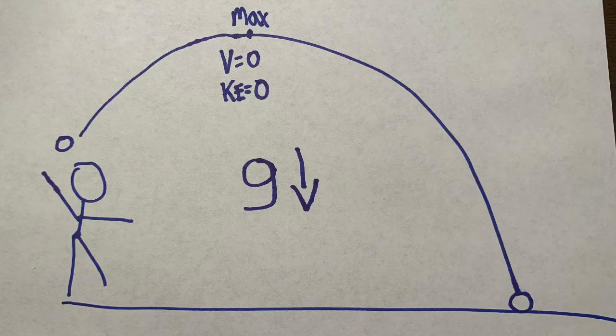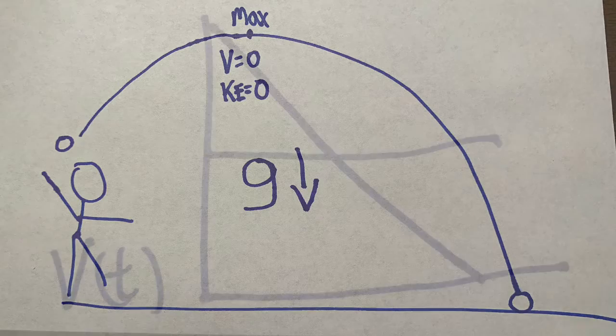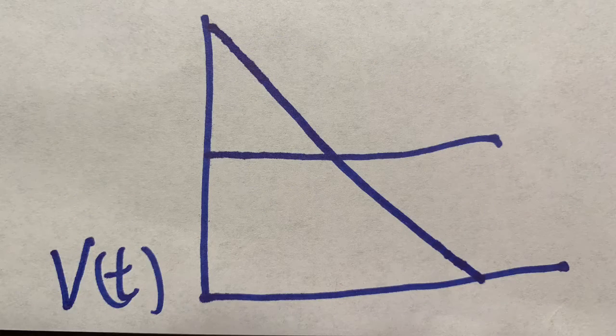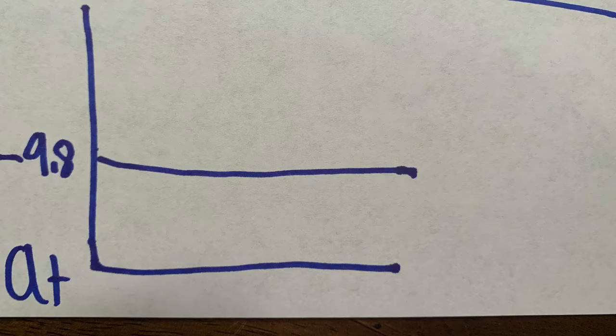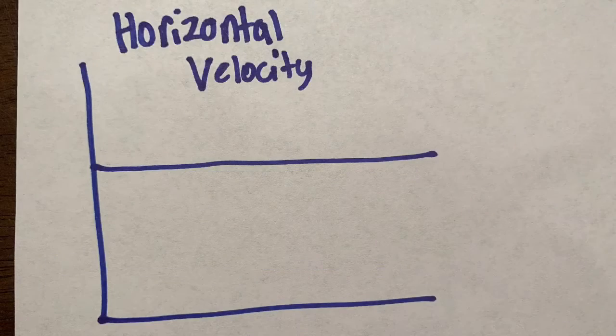Although the ball's velocity is always changing, its acceleration caused by gravity is constant. This graph shows the ball's change in velocity. Its highest velocity is when it's first thrown, and it decelerates until it turns around and then begins to accelerate back towards the ground. This next graph shows the ball's acceleration, a constant negative 9.8 meters per second squared due to gravity. Ideally, the ball's horizontal velocity would be constant as well.